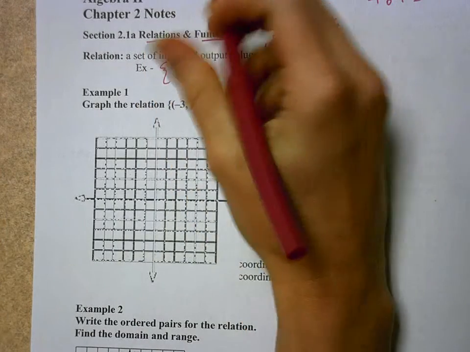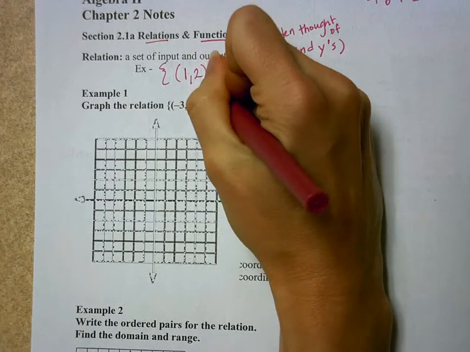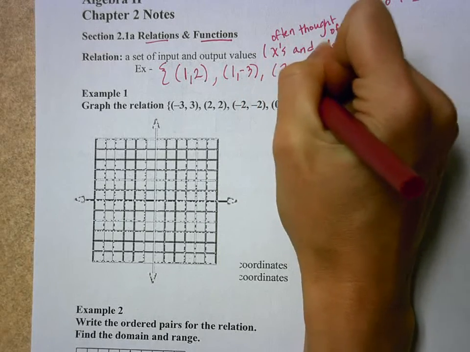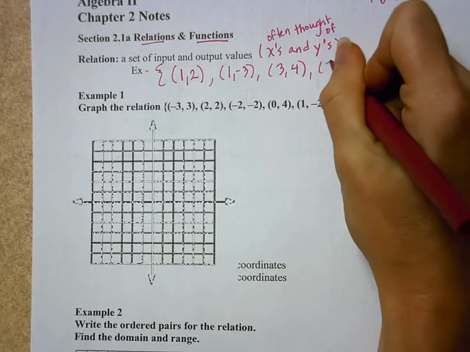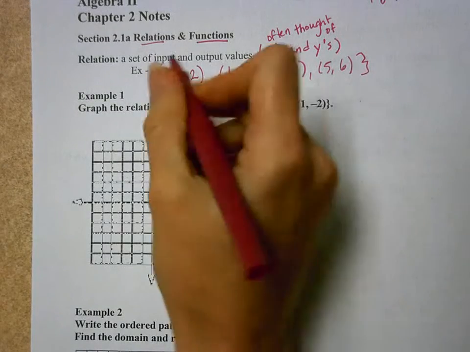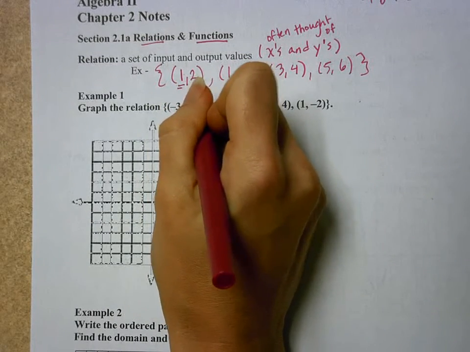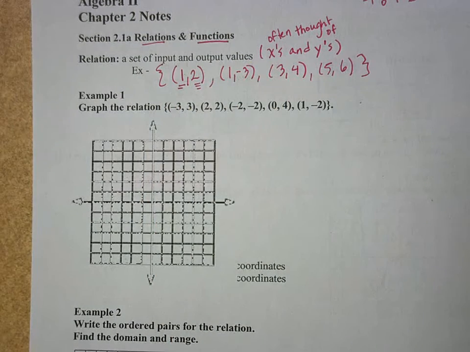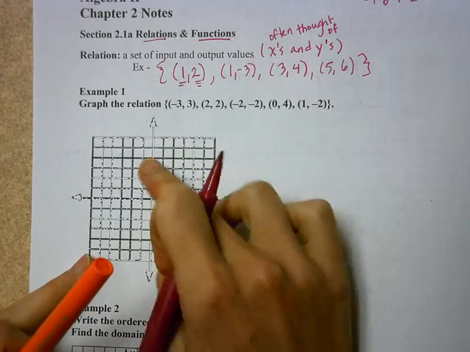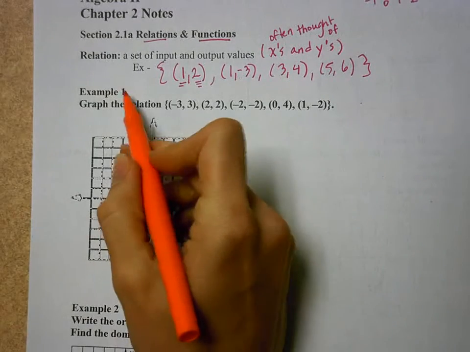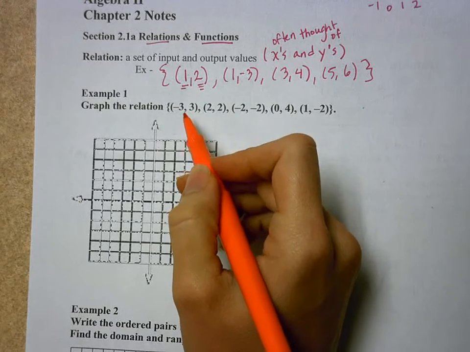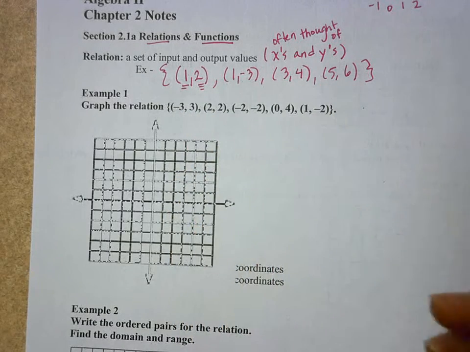Example, you might have something like an input and output: (1, 2), (1, negative 3), (3, 4), (5, 6). You have a number coming in, that's the first number, and then a number coming out, that's the second number. So as you can see, as we start to graph these numbers, we need an xy coordinate plane. So let's try this example and let's graph this relation. So we're going to graph the points negative 3, 3, all these that you see.